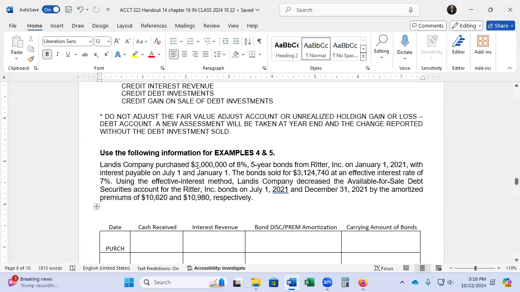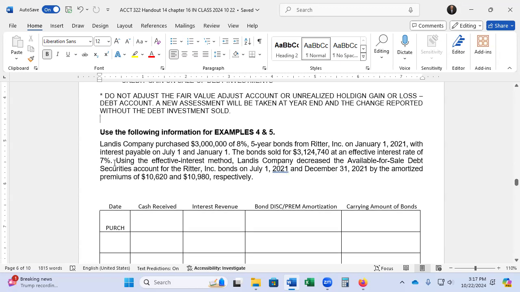Okay, so it says Landis Company purchased $3 million of 8% 5-year bonds from Ritter on January 1, 2021, with interest payable on July and January. The bonds sold for $3,124,000 and an effective interest rate of 7%. Using the effective interest method, Landis Company decreased the available for sale debt securities account from the Ritter bonds on July 1 and December 31st by the amortized premiums of $10,620 and $10,980 respectively.